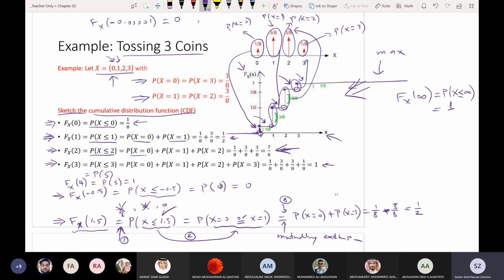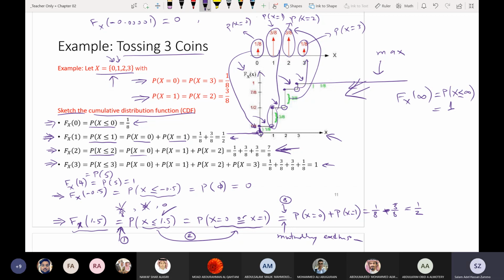And the last jump equals the probability of X equal 3. So you can see that the CDF function for discrete random variables is a staircase function. Each step equals the probability of the number at that step.